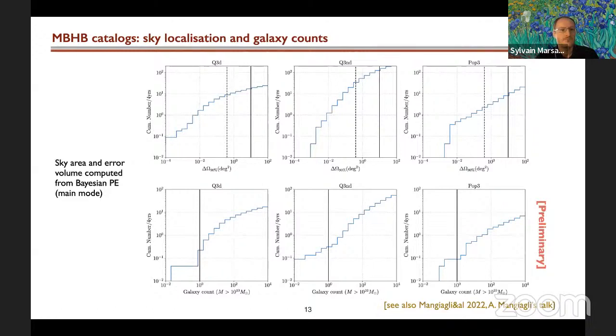Right, you can do the same exercise as before, simply converting your errors. We have scalar errors, but we can also have volume errors that we can convert to galaxy counts. What's shown here for these catalogs is the cumulative number of sources over 4 years for sky area error values and galaxy count values. Again, the dashed and full lines on the top illustrate the Athena and SST fields of view, and on the bottom you have the magical number of one. So you can see that in 4 years, we expect to have less than one source that is actually identified as a sole host. But what's interesting is the region between 1, 10, and 100. What can you do when you have only a few of these hosts in the LISA error box?